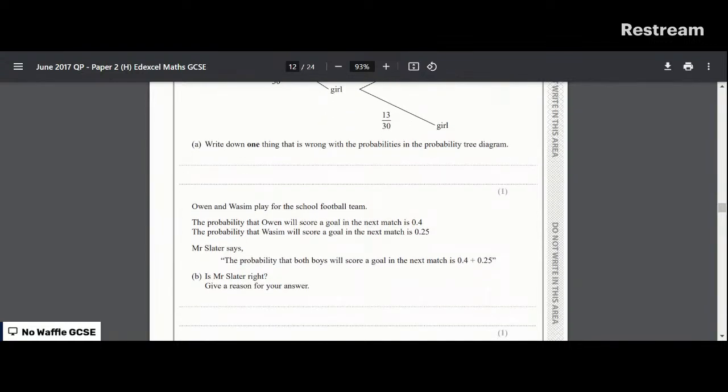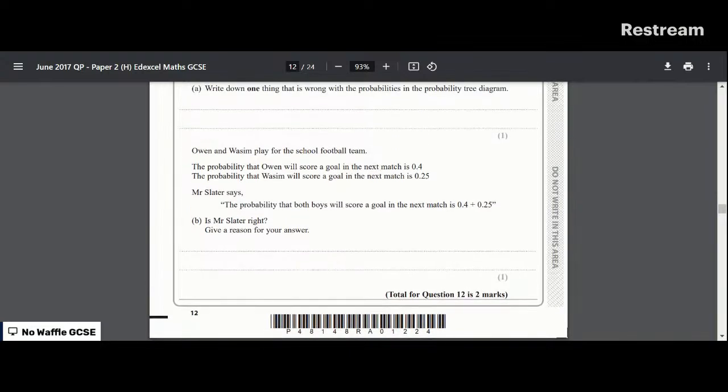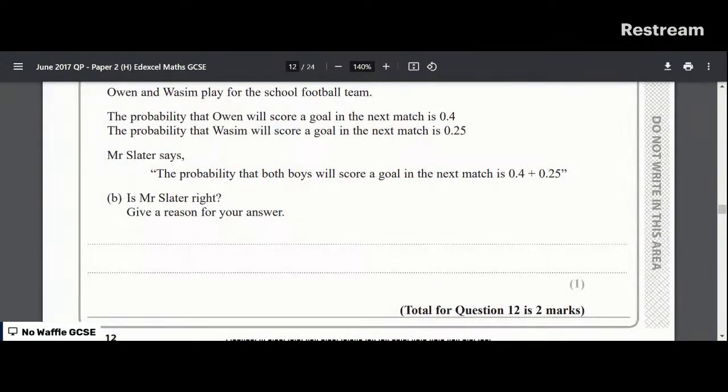That is what is wrong. We're now going to move on to the next part. Owen and Wasim play for the school football team. The probability that Owen will score a goal in the next match is 0.4. The probability that Wasim will score a goal in the next match is 0.25. Mr. Slater says the probability that both boys will score a goal in the next match is 0.4 plus 0.25.